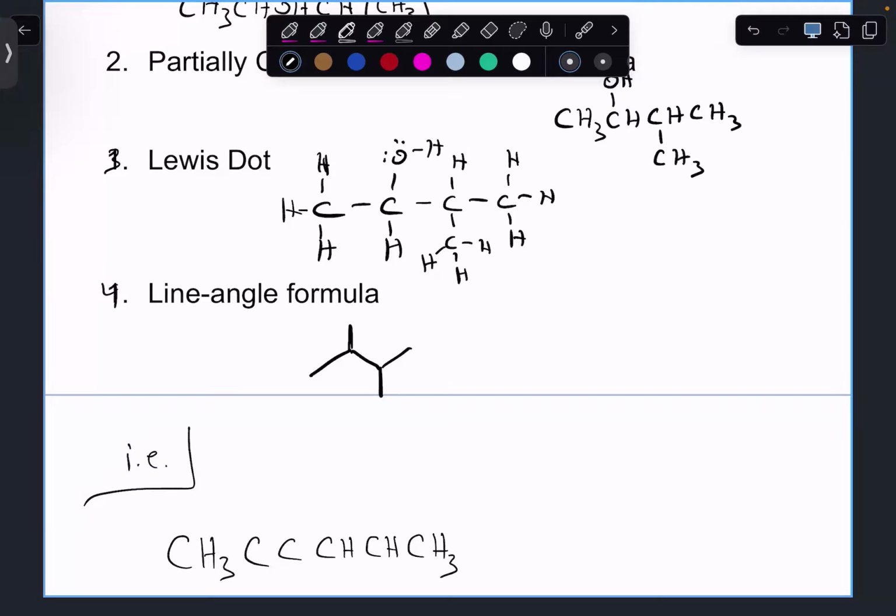So I will simply write OH. And that would be the line angle form of that 3-methylbutan-2-ol compound. All right. Questions there?